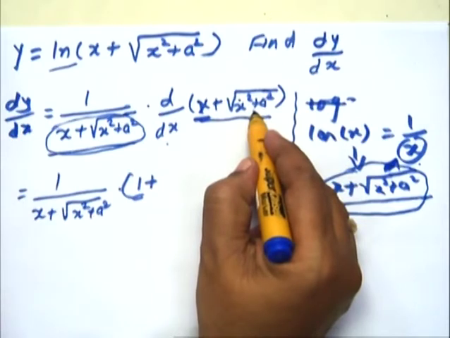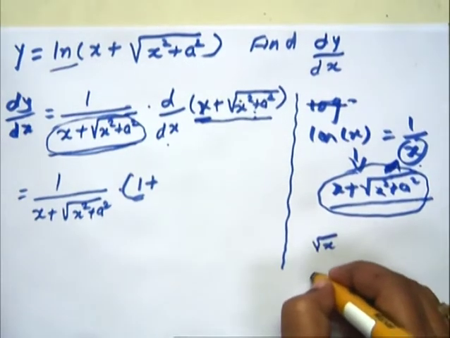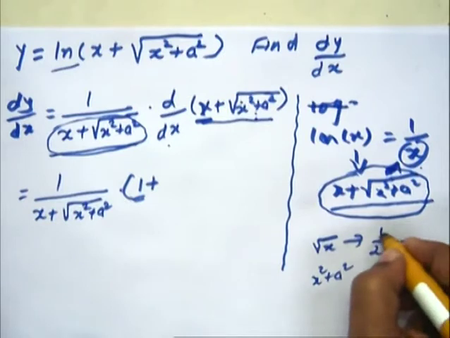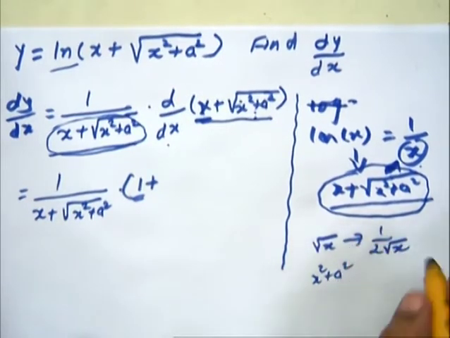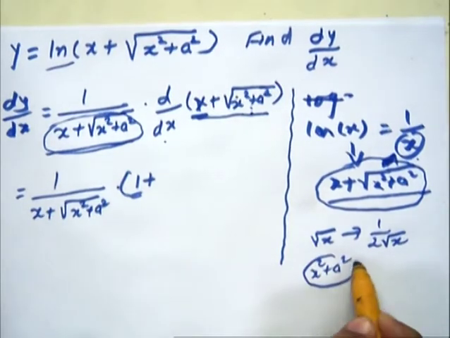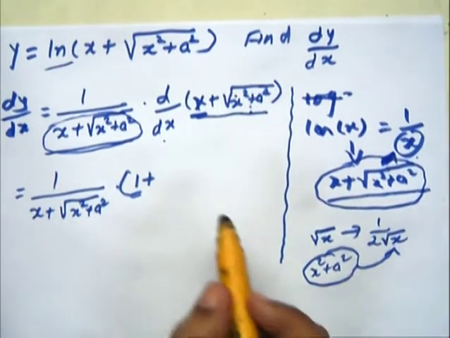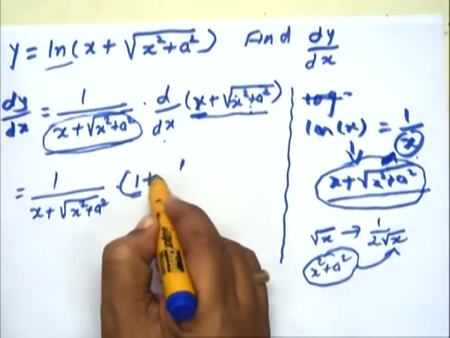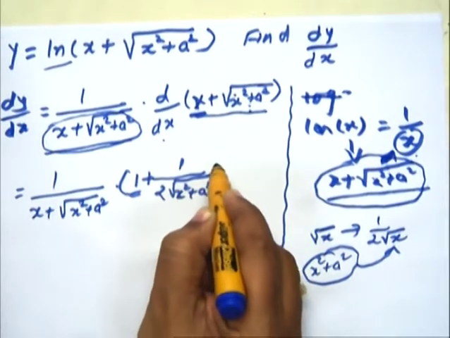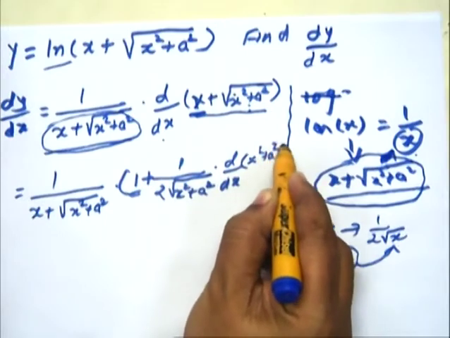This is again a composite function, composite function of root x and x square plus a square. So derivative of root x is 1 upon 2 root x, and in place of x we have x square plus a square. So we again replace this x by x square plus a square. So it is 1 upon 2 root of x square plus a square into d by dx, that is derivative of x square plus a square with respect to x.